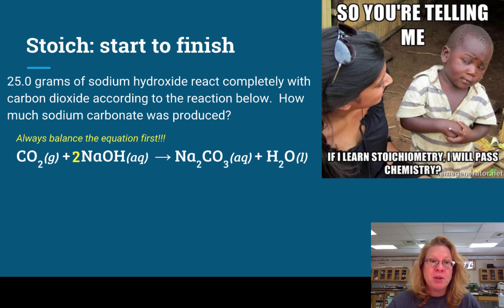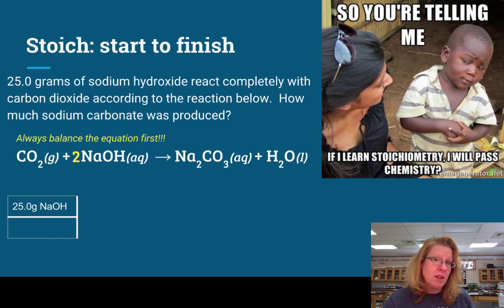Figure out what my mole to mole ratio is. My question's about sodium hydroxide, and it's asking about sodium carbonate. So sodium hydroxide is where I'm starting, and then sodium carbonate is where I'm ending. So here's how this looks with my wonder fractions. I'm starting with my 25 grams of sodium hydroxide given in the problem.